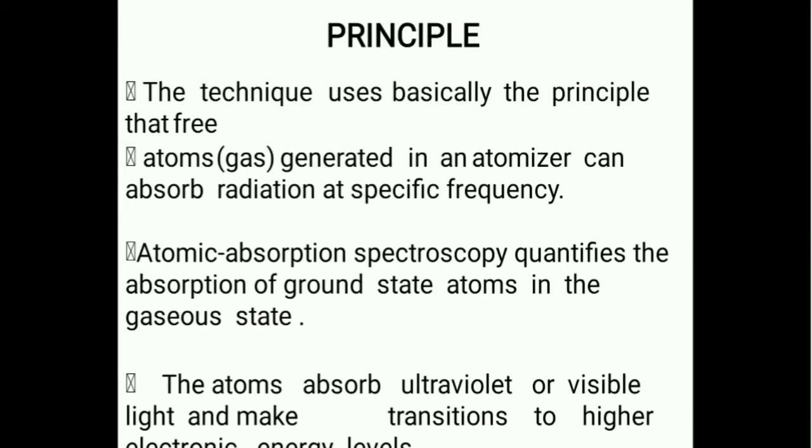Talking about the principle, the technique uses the principle that free atoms, that is gas generated in an atomizer, can absorb radiation at a specific frequency. Atomic absorption spectroscopy quantifies the absorption of ground state atoms in the gaseous state. The atoms absorb ultraviolet or visible light and make a transition to a higher electronic energy level. The analyte concentration is determined from the amount of absorption.